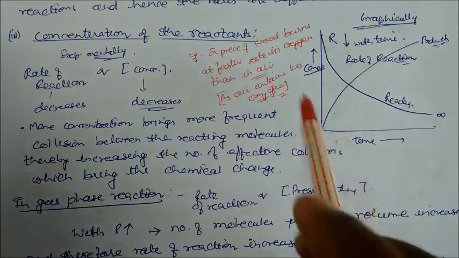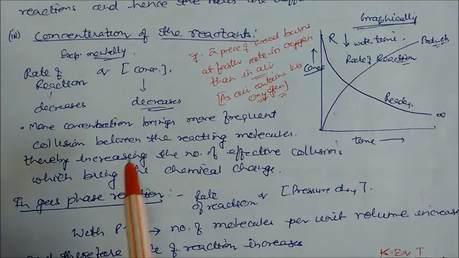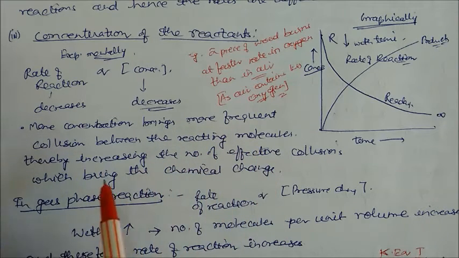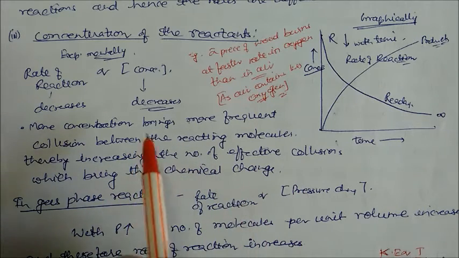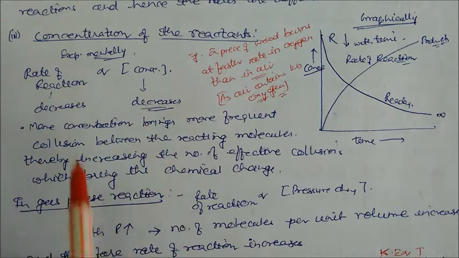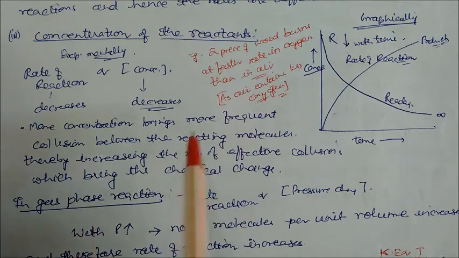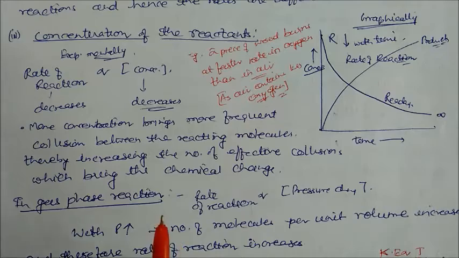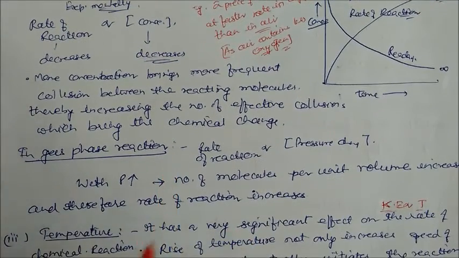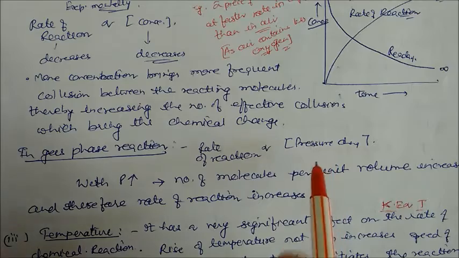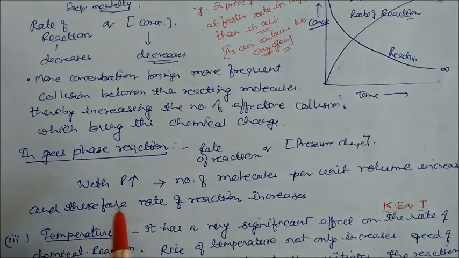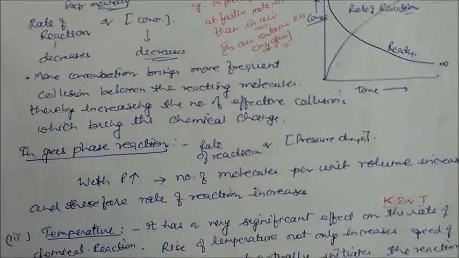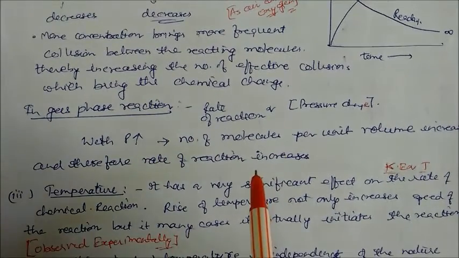This is the concentration versus time graph, and more concentration brings more frequent collisions between the reacting species, thereby increasing the number of effective collisions, which bring the chemical change. So more concentration means more frequent collisions, and there will be more chemical change. And in gas phase reactions, the rate of reaction is again proportional to the pressure of the gases. With increase in pressure, the number of molecules per unit volume increases, and therefore the rate of reaction also increases.